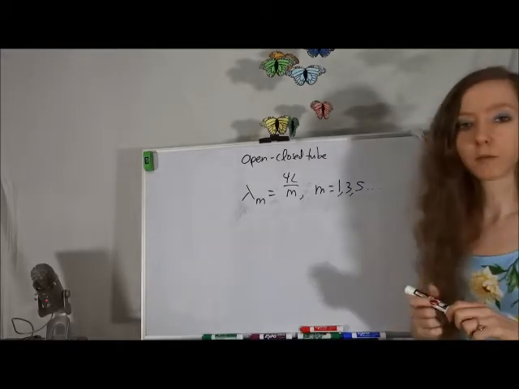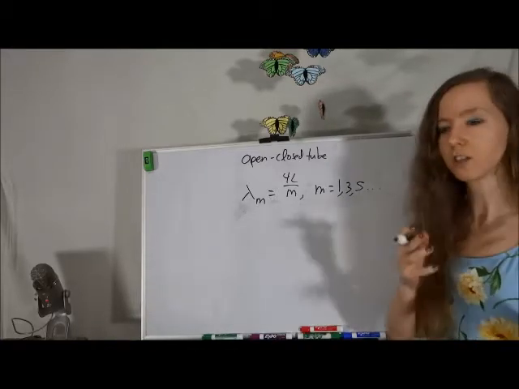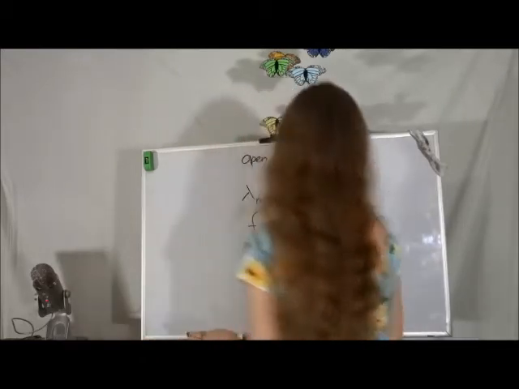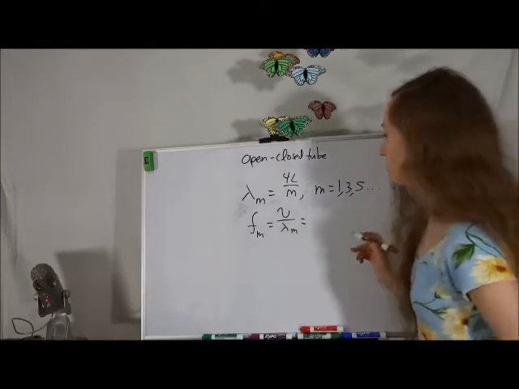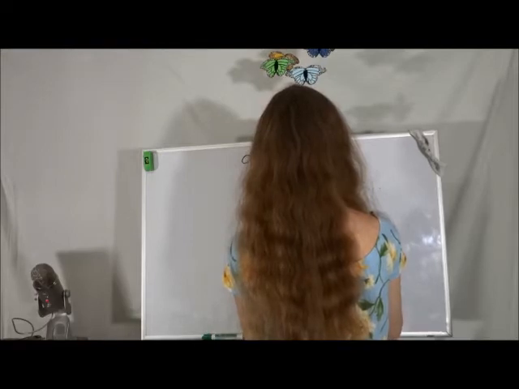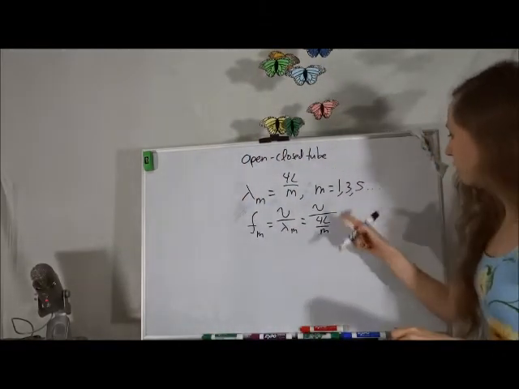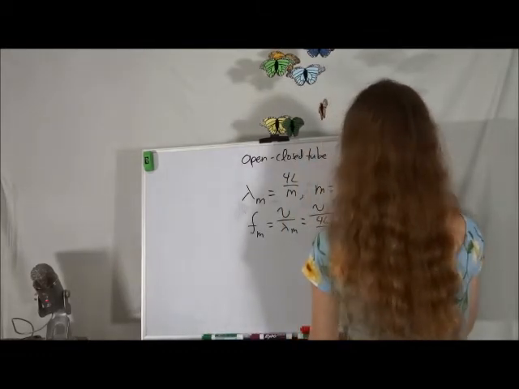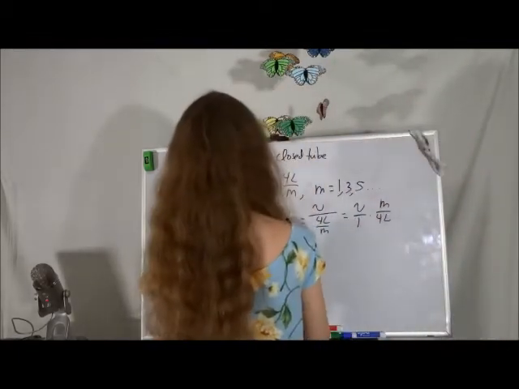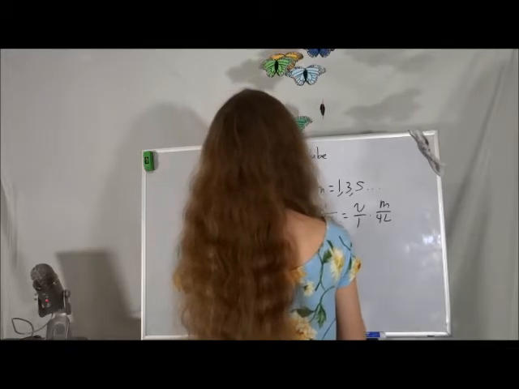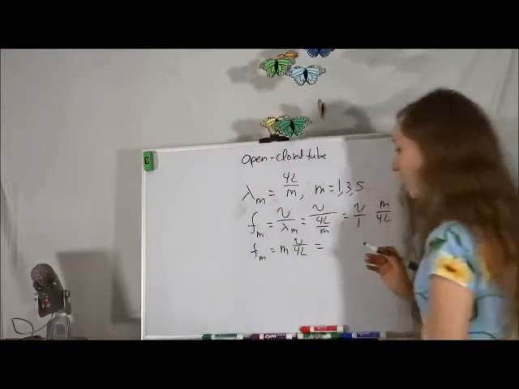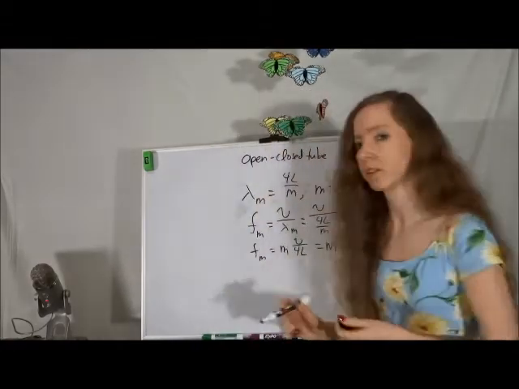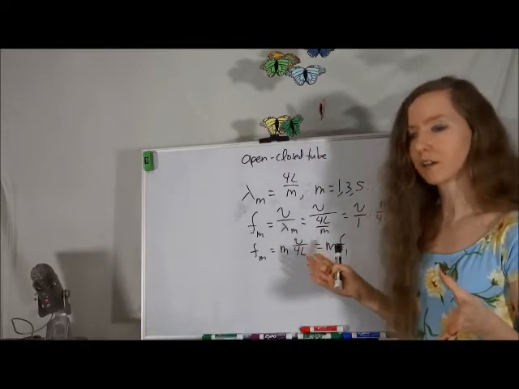All right, so we can also find our frequency. We're going to do a derivation very similar to the one we did for our standing waves on Wednesday. So we know that our frequency is v over lambda, just rearranging the equation v equals f lambda. And so this is the same thing as v over 4L over m. This is the same thing as v over 1 times m over 4L. And so we have that our frequency is equal to m times v over 4L. Now, if m equals 1, we just have v over 4L, so this is the same thing as m times f1 once again. Are there any questions on this part?